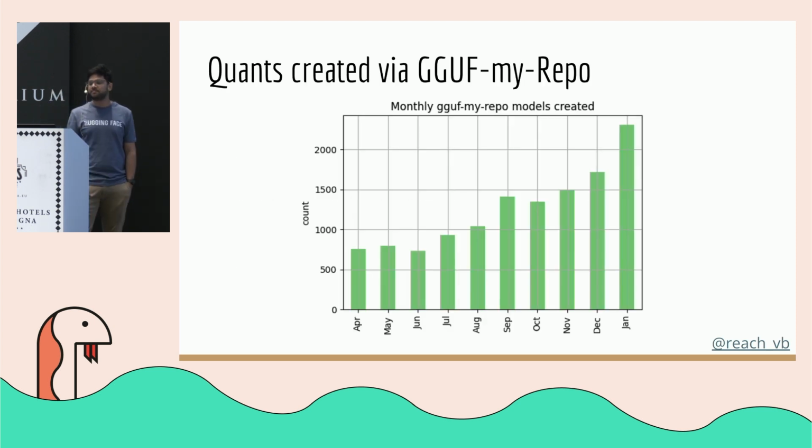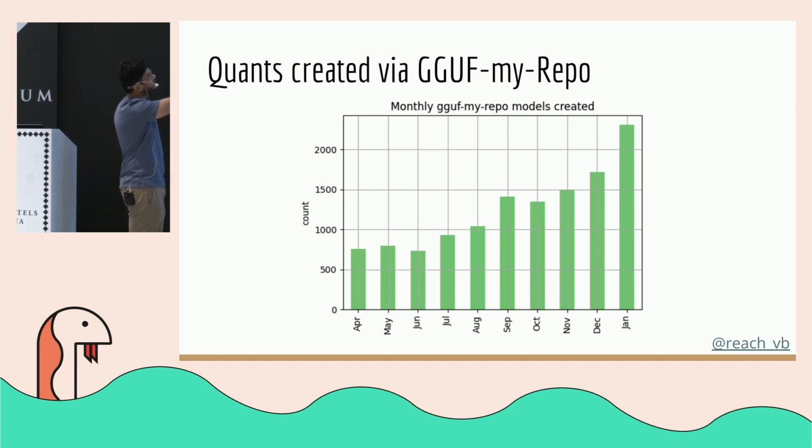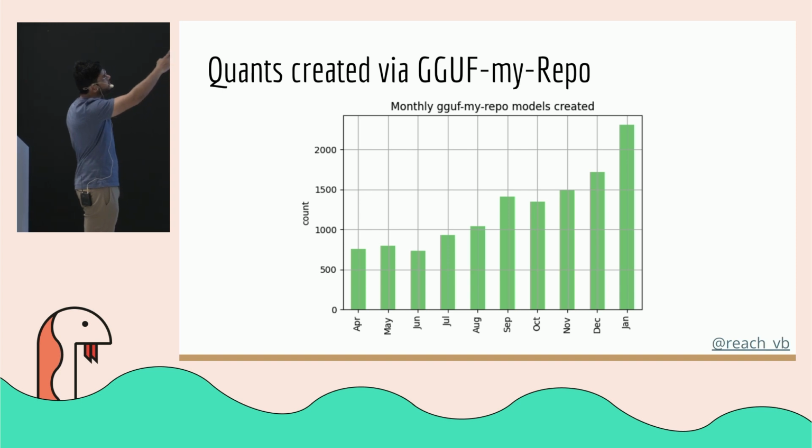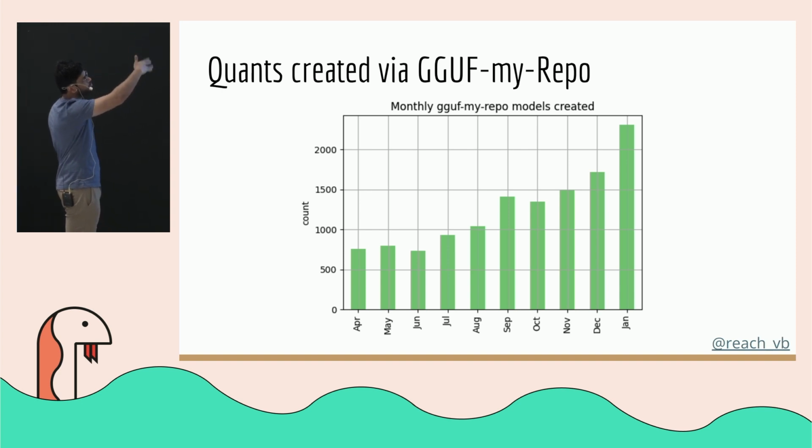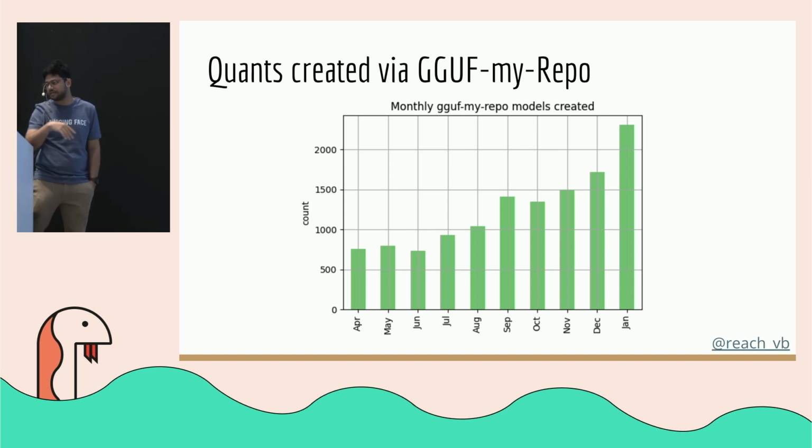Cool. So you might be interested in how these models are progressing on the hub. It's good to understand how the adoption is, right? More models created means more adoption of these models. So just like llama.cpp or ollama, in this case, you can see there's a nice and steady increasing trend. That's essentially the number of models created monthly just from one space. Actual models are much more than this.